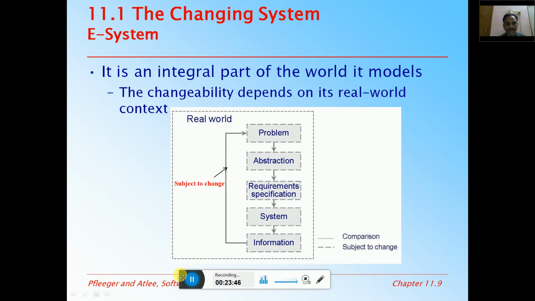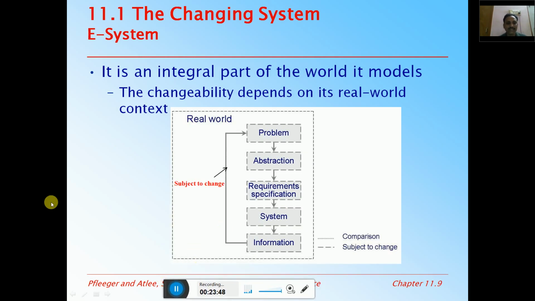Now if you observe this E type system flowchart, the changeability depends on its real world context. What is happening here is that the total real world is changing, as you see from this dashed line. In the S type and P systems, the problem is not changing, because we understand the problem well and it is fixed. Only the specifications change, and the solution changes in an incremental fashion in the P system. In the S system, a little change in the specifications, and maybe no changes, will be allowed.